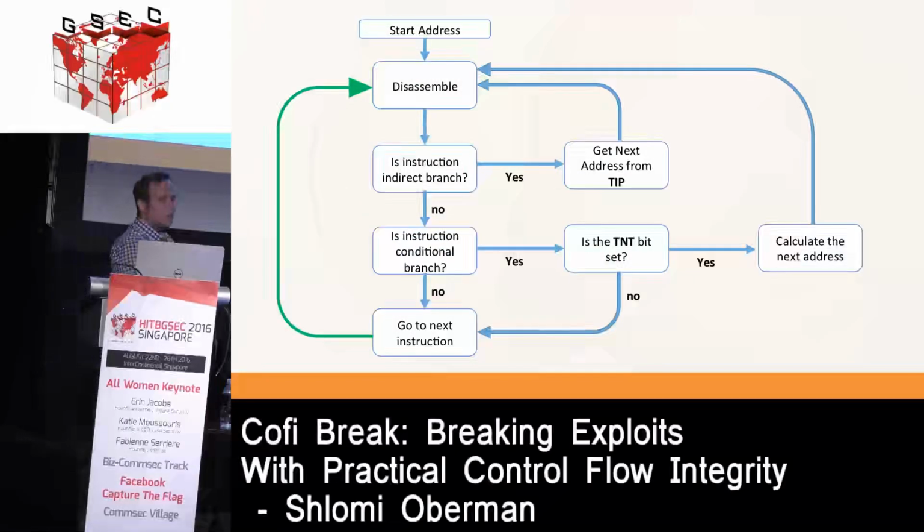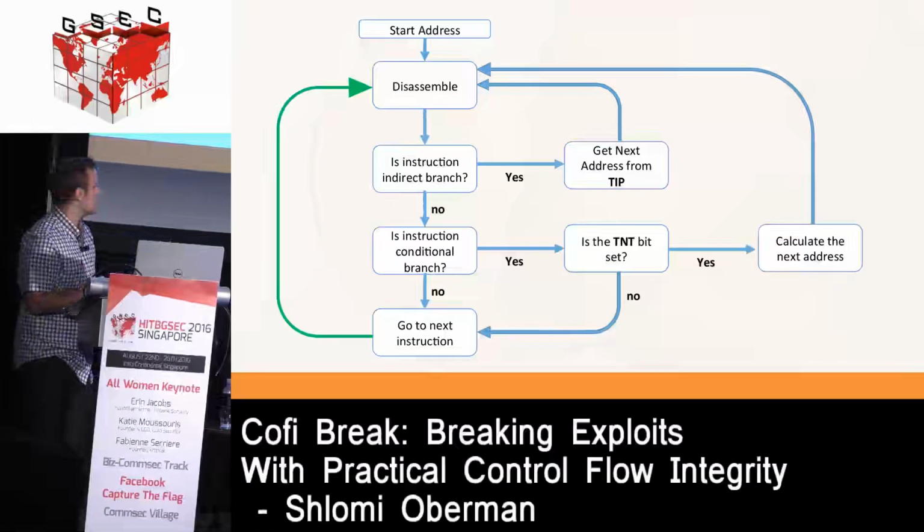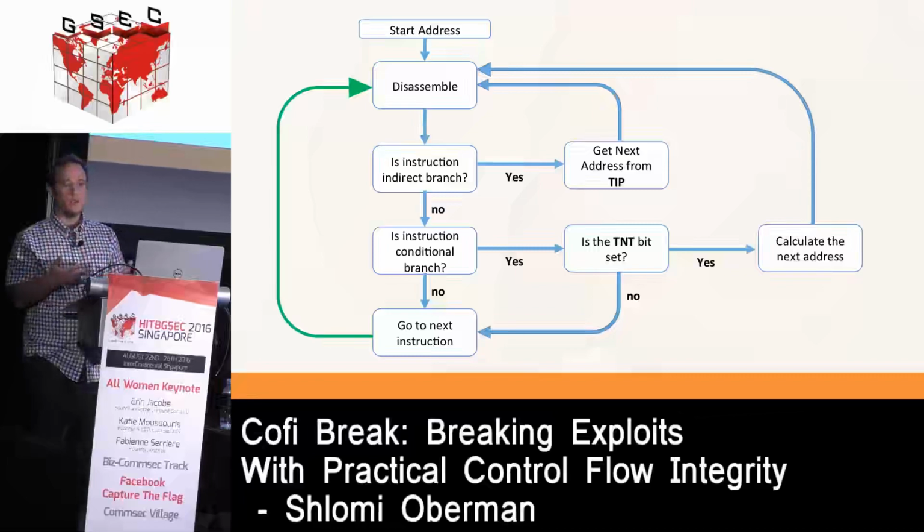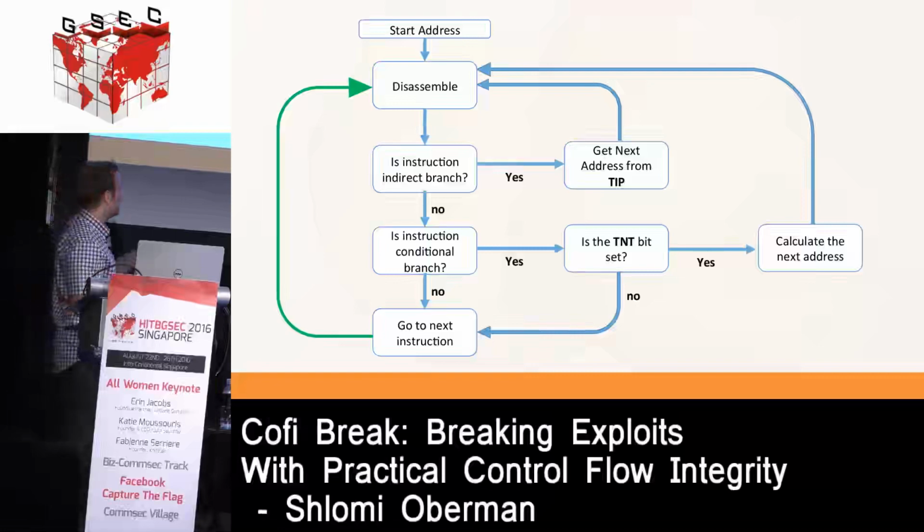How do we analyze the trace? We take a start address. The Intel PT trace gives us a start address, and we start by disassembling. We disassemble an instruction, and we check if the instruction is an indirect branch. An indirect branch or a far branch, any branch for which we do not know the next address. An interrupt would also fall into this category. Returns would also fall into this category.